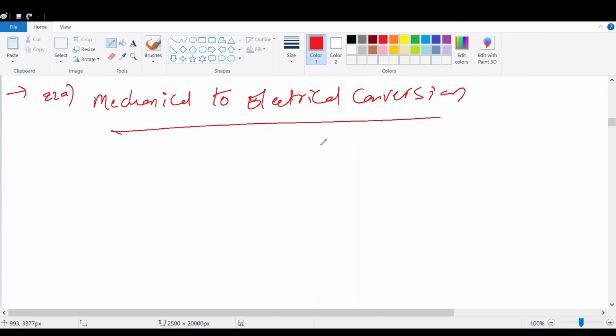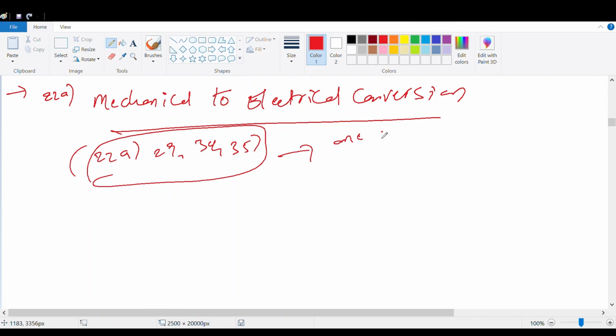These are different questions actually, and another question is 29. 29 also involves mechanical systems, and 34 also is a mechanical system. So 22a, 29, 34, 35 we will see later. These all belong to one group, that is mechanical to electrical conversion. We will see them later, at the last.